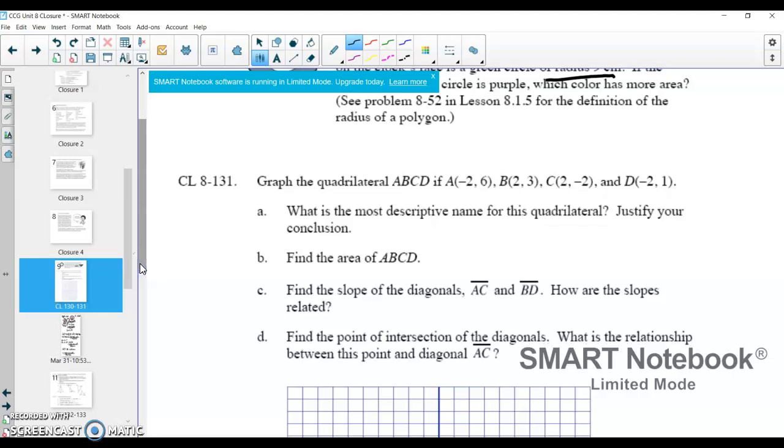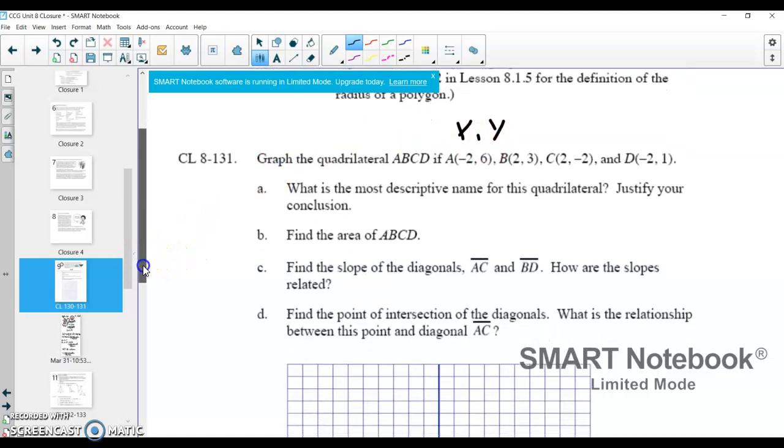Things to remember is that our coordinates are always x comma y. X controls left or right. If it's negative, it goes left. If it's positive, it goes right. Y controls up and down. If it's positive, it goes up. If it's negative, it goes down. And we can start plotting those.